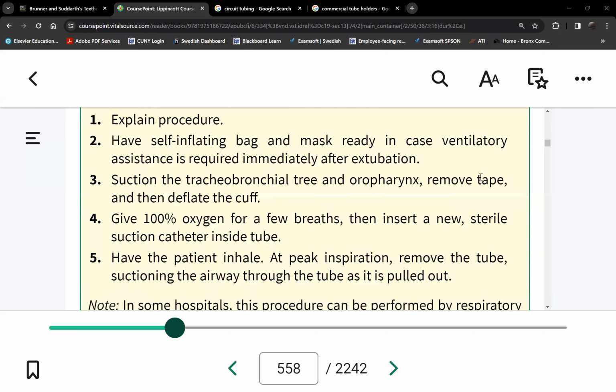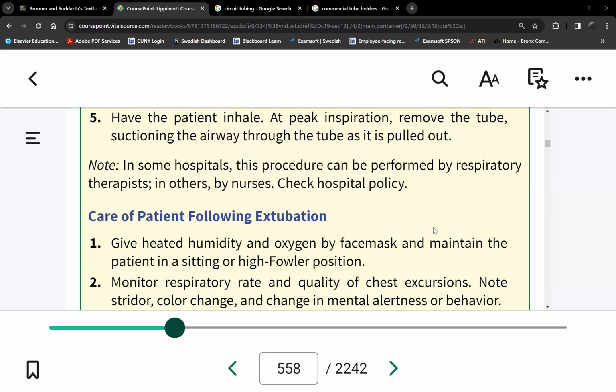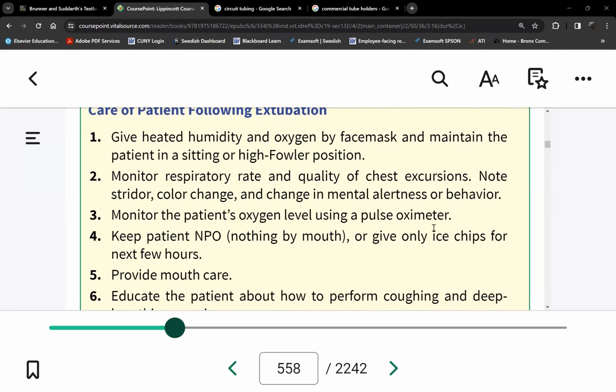So we won't do the remove tape. We no longer use tape. We will replace this with what? Remove the Velcro, right? Okay, and then deflate the cuff, pull the tube, give oxygen, and so on. If the patient tolerates the extubation, good.